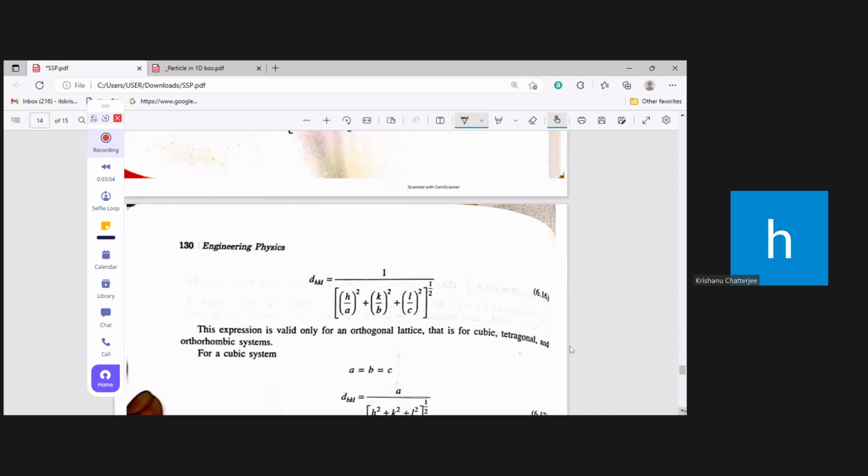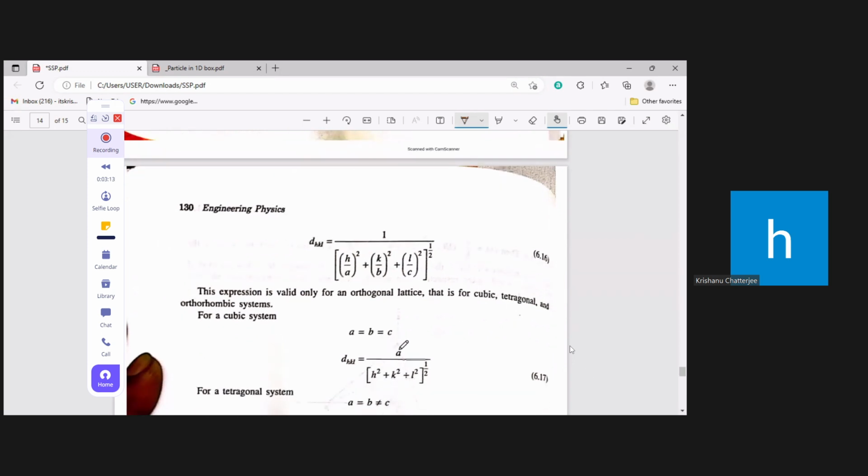Now, if we are talking about a cube or cubic structure, whether it is face-centered or body-centered or simple cubic, doesn't matter, cubic structure. So for a cubic structure, we know A equals B equals C. And in that case, if you write A equals B equals C equals A, then the interplanar spacing just becomes A by root over of H square plus K square plus L square. This is the interplanar spacing for a cubic system.